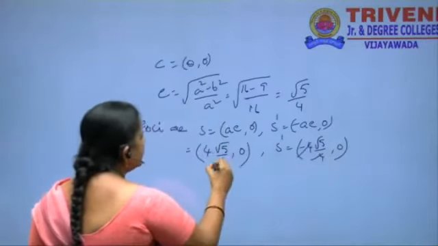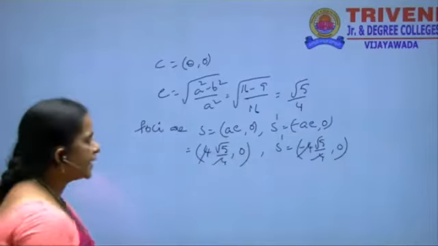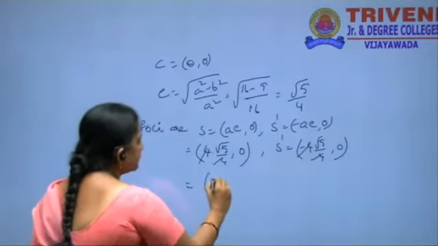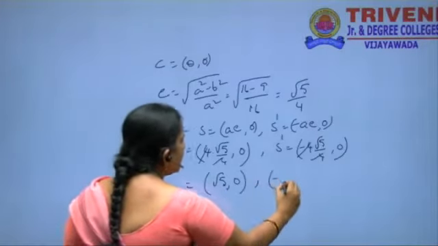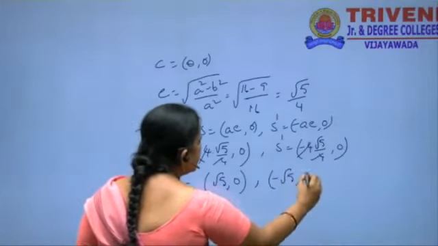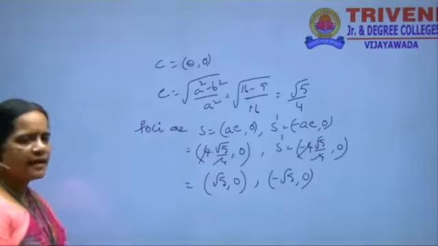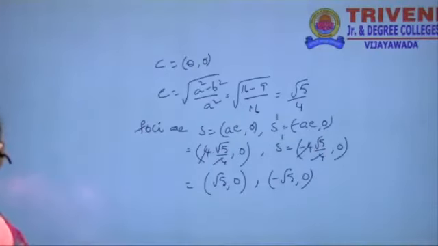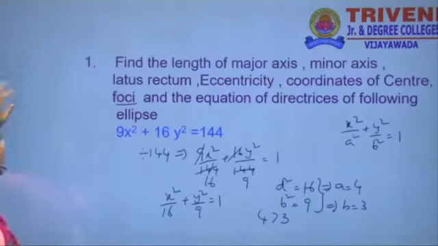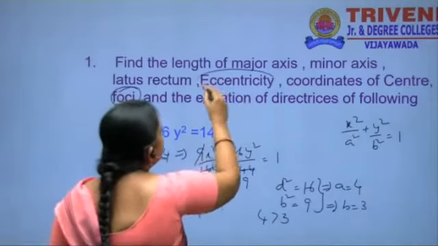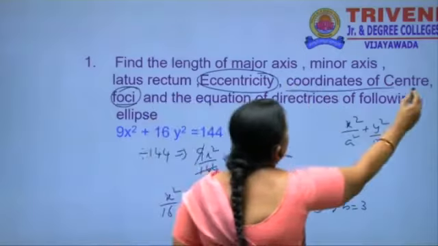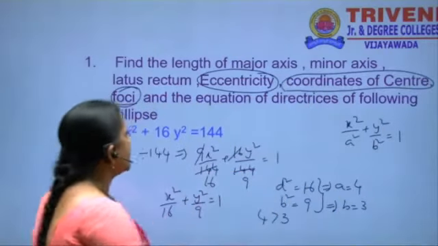4, 4 get cancelled. Here also 4, 4 get cancelled. We can write it as root 5, 0 and minus root 5, 0. This is S and S dash. This is the foci. Okay. Foci is completed, eccentricity also completed, and coordinates of the center also completed.